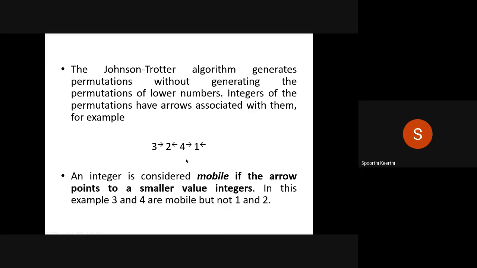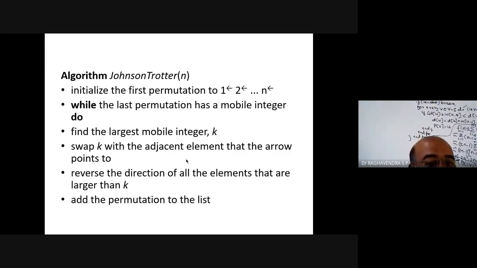Yes, sir. Okay. So now this is the algorithm, that is Johnson-Trotter algorithm. So what does it say? Initialize the first permutation. First, let us take some values: 1, 2, so on up to n. Suppose n is equal to 3, then 1, 2, 3 comes. Suppose you give n is equal to 4, then 1, 2, 3, 4 comes.